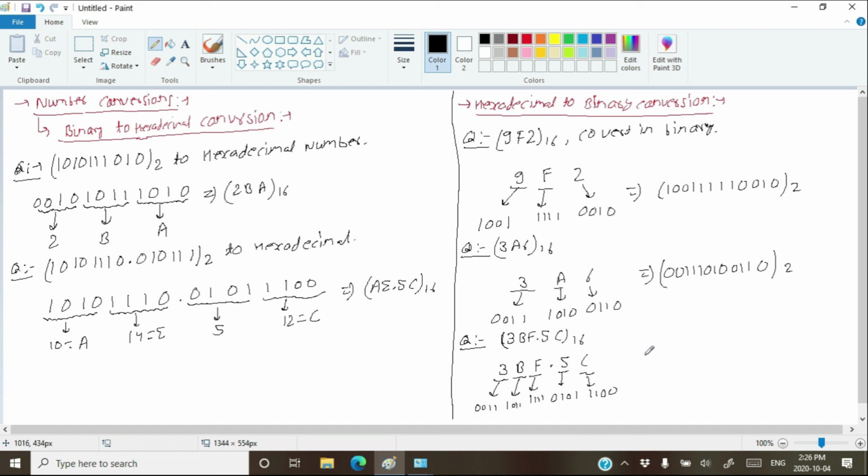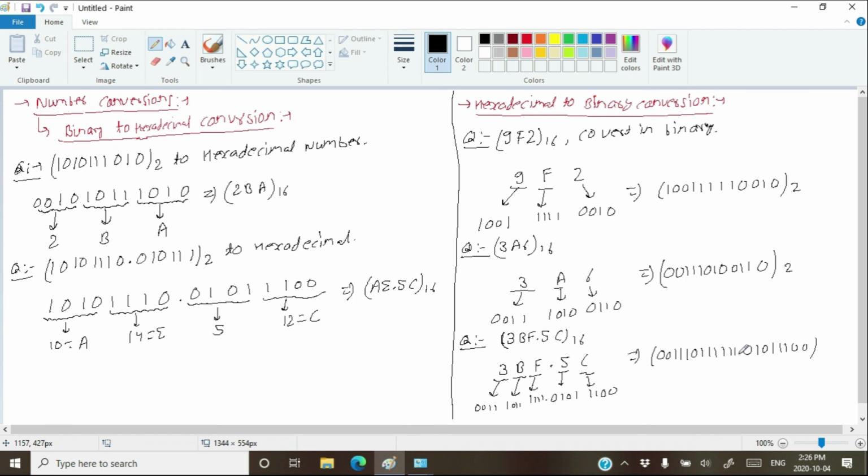Now write all the binary bits one after another, that is 0011, 1011, 1111, 0101 and 1100, but you have to put the point after F. This is the 1111, after that you have 0101, yes. So here you need to put the decimal point. Okay, let me write it with more clarity.